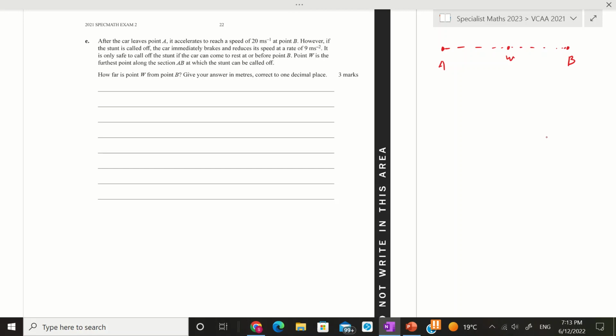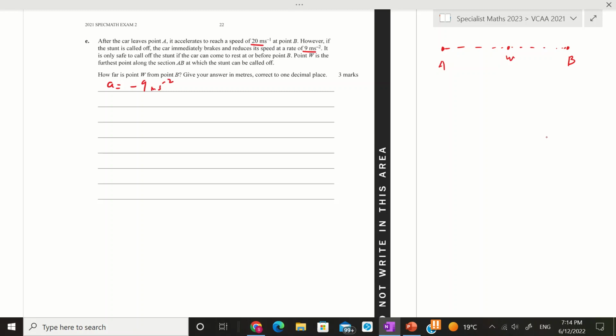Well, we are told that after this car leaves at point A, it accelerates to reach a speed of 20 meters per second at point B. But then we're told that if the stunt is called off, the car immediately brakes and will reduce its speed at a rate of 9 meters per second squared. So we know that the acceleration is constant at negative 9 meters per second squared.